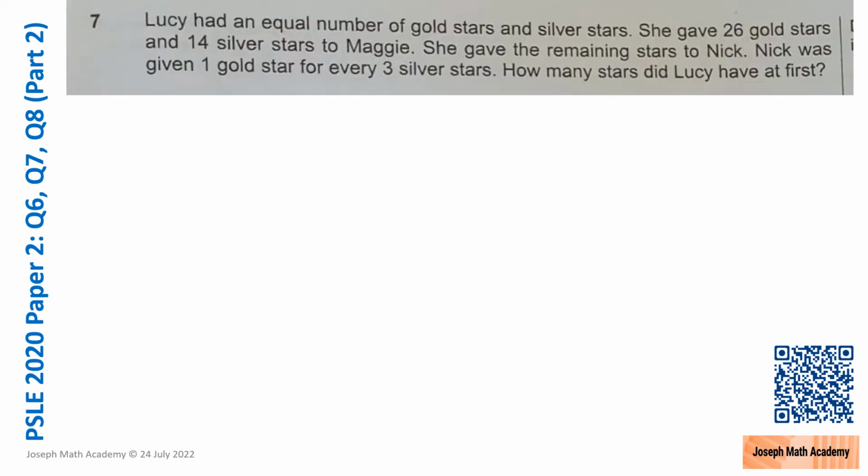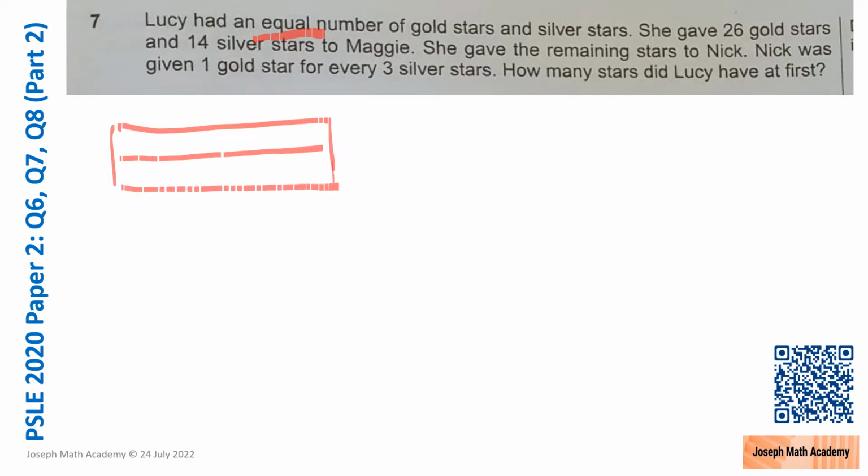Question 7 is an interesting question. Let's take a look at the question first. We are told that Lucy had an equal number of gold stars and silver stars. The keyword is equal, so let's annotate this word. I'm going to draw a model to show the equality. It's a simple model, an equal bar, for gold and silver.